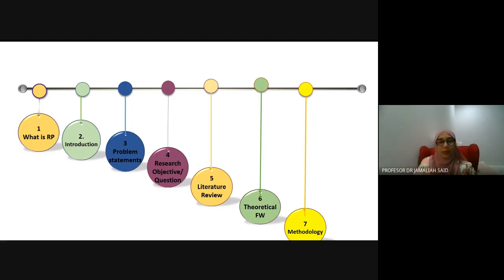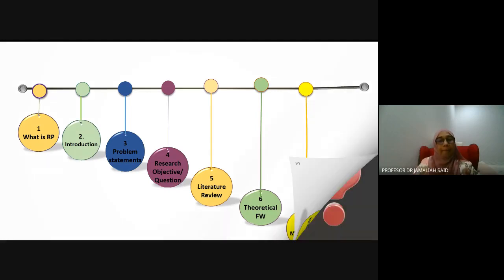The comment is very standard: your problem statement is not clear. So you need to really spend time on how to write a good problem statement. After the problem statement, you write the research objective, research question, and if necessary, research hypothesis. It depends on the methodology that you're going to adopt for your research. Then this is followed by literature review, theoretical framework, then finally methodology.